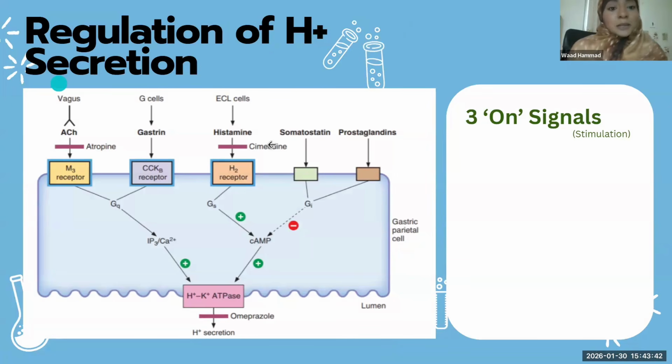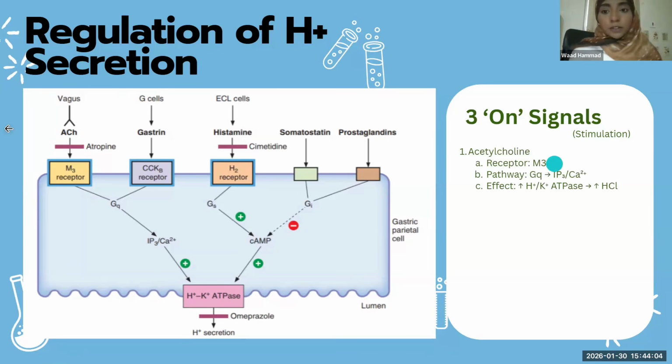This picture might look a little bit overwhelming. I know it did look overwhelming to me when I first studied it, so inshallah, I'll make it as simple as possible. Think of it as the parietal cells having 3 on signals and 2 off signals. The 3 on signals stimulate our parietal cells, which is perfect. And then the 2 off signals, which we'll see later, inhibit it.